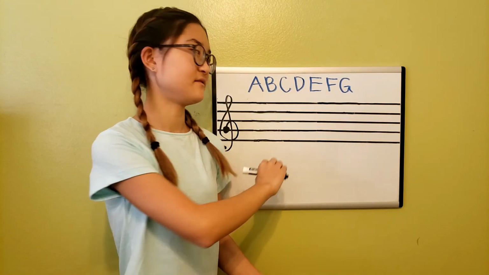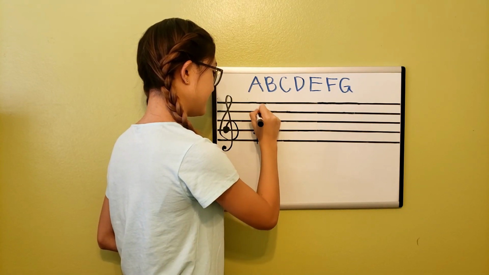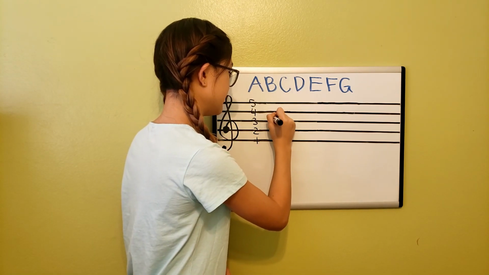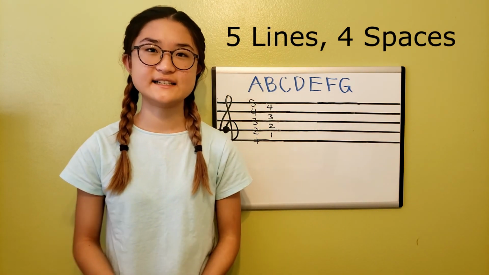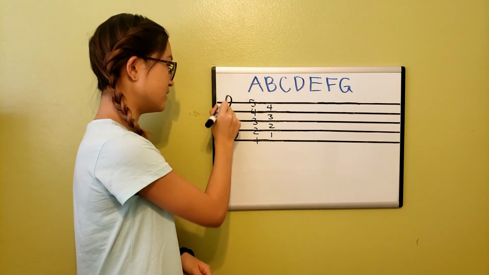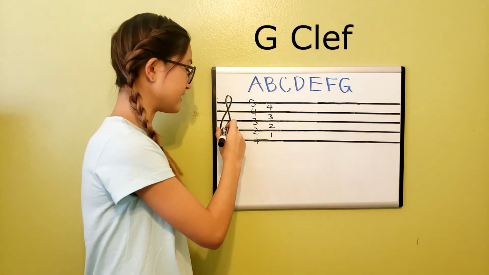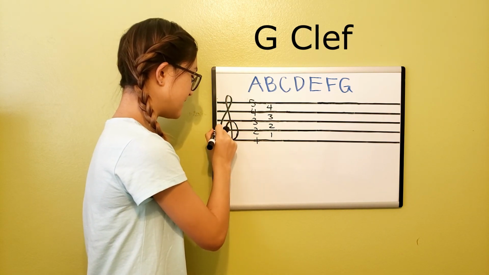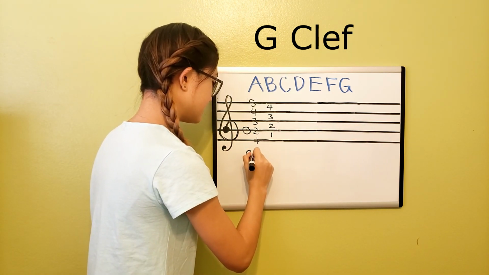The musical staff, just right here, has 1, 2, 3, 4, 5 lines, and 1, 2, 3, 4 spaces. 5 lines, 4 spaces, and each line and space has its own note name. Now on the far left, you'll see the swirly symbol, and this is called the treble clef. Another name for this is the G clef, because this swirl goes around the second line of the staff, which is note G.